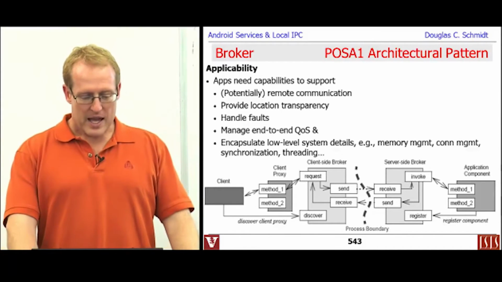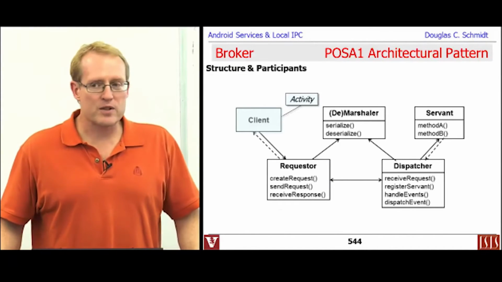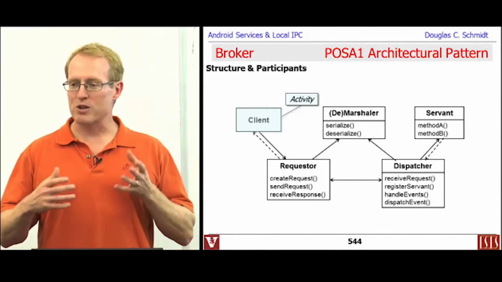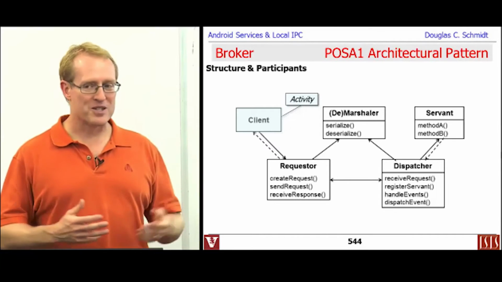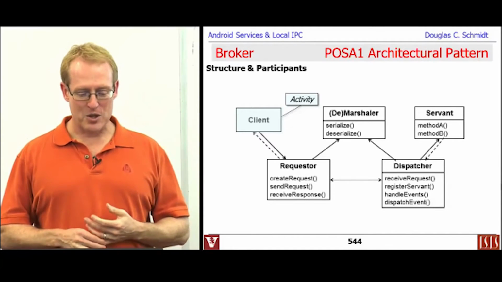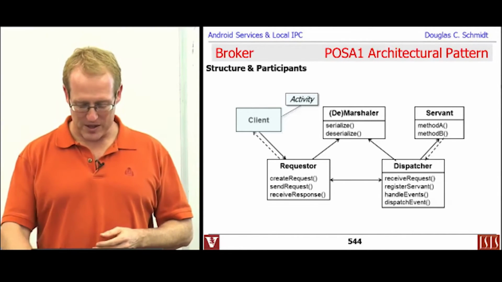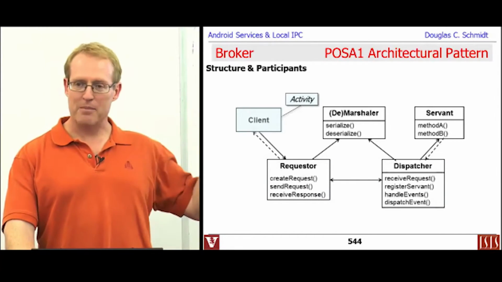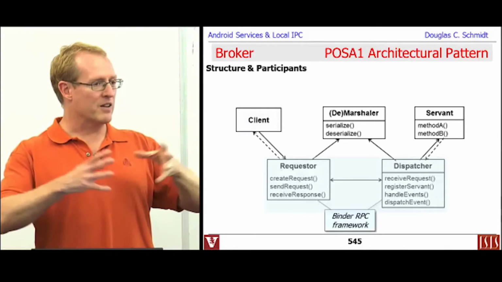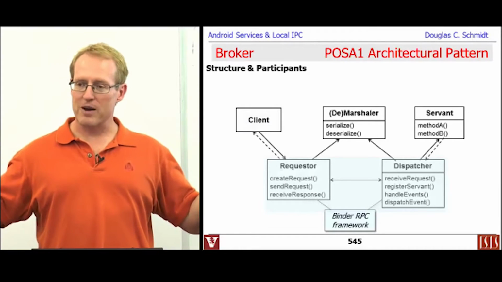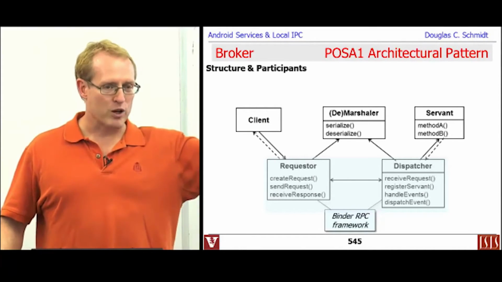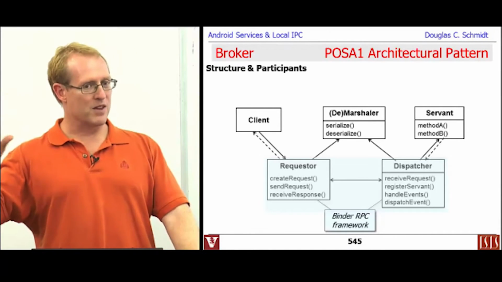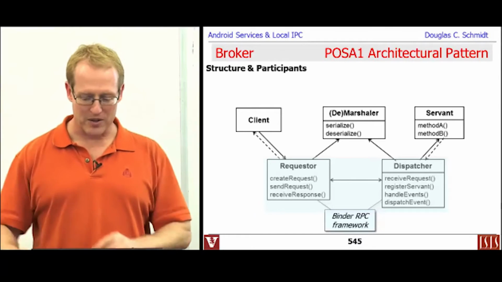So here's basically the structure of this pattern, and I'm pulling this particular structure from a couple of different places. I wasn't really happy with any one description of this stuff from the literature out there. So here's one I kind of came up with based on a few things. Basically you have a client, which is like an activity in Android, the guy making the call. You have some kind of infrastructure, like the Binder RPC framework, which is broken up into requesters that send things and dispatchers that receive them and process them and upcall them.